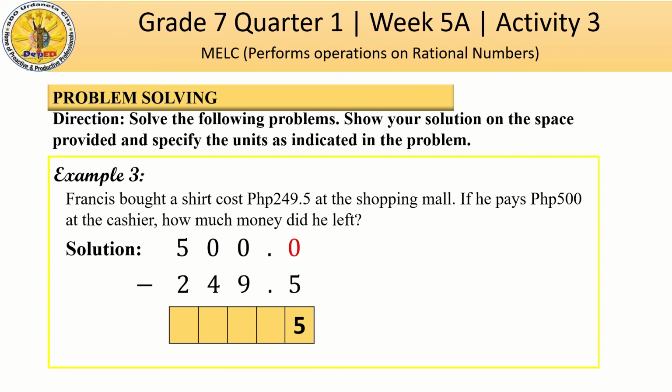Then subtract. Since 0 siya, we borrowed 1 from 5 there. We now have 10 minus 5 over 5. Then copy the decimal point. 9 minus 9 is 0. And then 9 minus 4 is 5. And then since nabawasan na ang 5, naging 4 na siya, 4 minus 2 is 2. We now have 250 and 5 tenths. So the answer is 250 and 5 pesos.